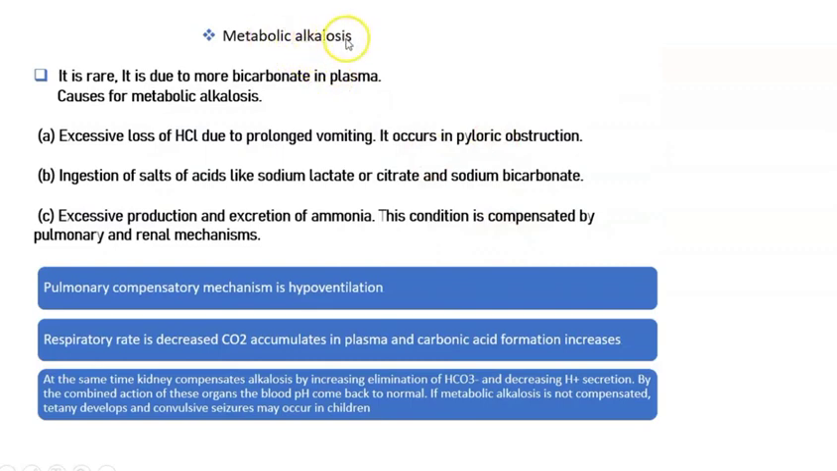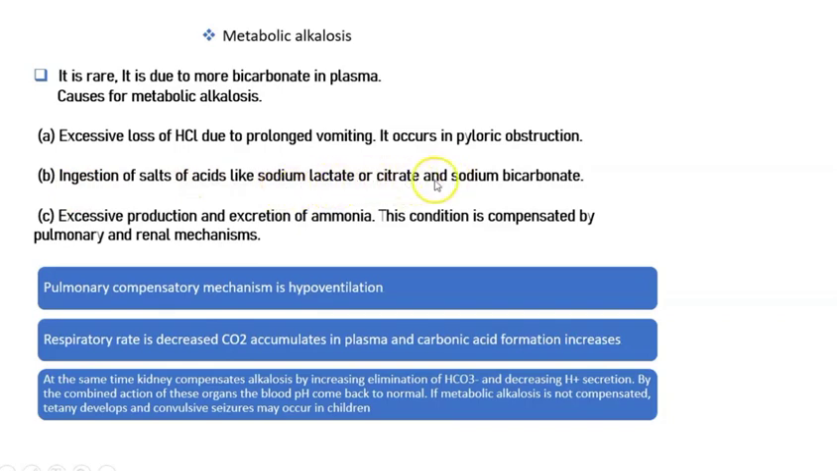Now we move to metabolic alkalosis. It is rare, not very common, but it is due to more bicarbonate in plasma, which means bicarbonate alkaline is more in plasma. Then you can see we have metabolic alkalosis, and the causes of it are excess loss of hydrochloric acid in the stomach or in the body over a prolonged time due to vomiting or whatsoever, which can lead to high alkaline content, which is the bicarbonate in plasma. It also occurs in pyloric obstruction. You have all heard of H. pylori before. And also ingestion of salt, like sodium lactate.